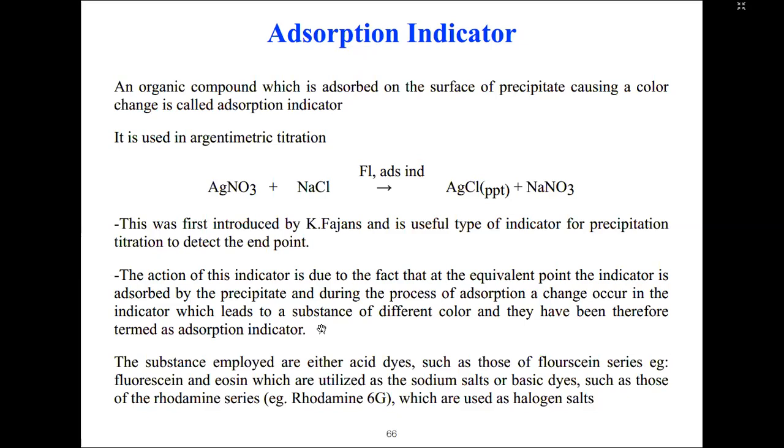So again, you are doing the titration. Say you have chloride minus in the solution, and you are doing the titration with AgNO3. And as you keep adding the AgNO3, you keep forming the PPT. And when you add the last drop of AgNO3, which will equilibrate with Cl minus, there is no more Cl minus, then this fluorescein will come into play to form the colored compound. The substances employed are either acid dyes, such as those of the fluorescein series, for example fluorescein, eosin, which are utilized as sodium salts, and rhodamine, for the silver halide salt.